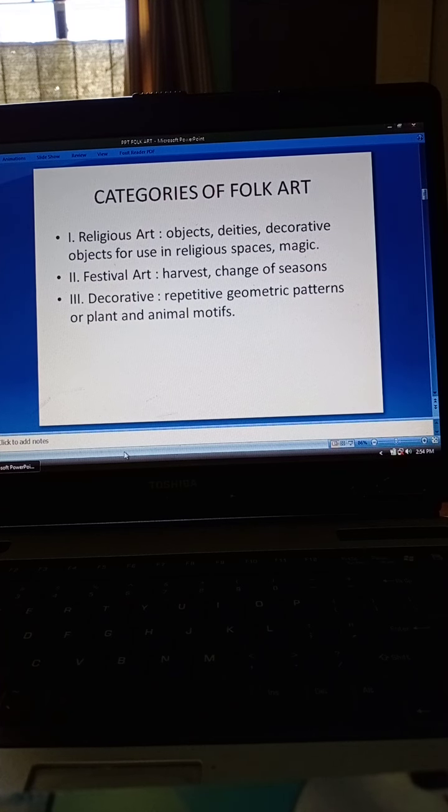Now, there are many themes on which folk art forms have been built throughout the country. But for the purpose of this presentation, I have chosen three categories: religious art, festival art, and decorative art. Religious art incorporates objects, deities, decorative objects for use in religious spaces and magic, etc. Festival art is about harvest and change of seasons, and decorative art is about repetitive geometric patterns or plant and animal motifs. Whatever art forms I am going to show you in this presentation are based on either of the three themes.